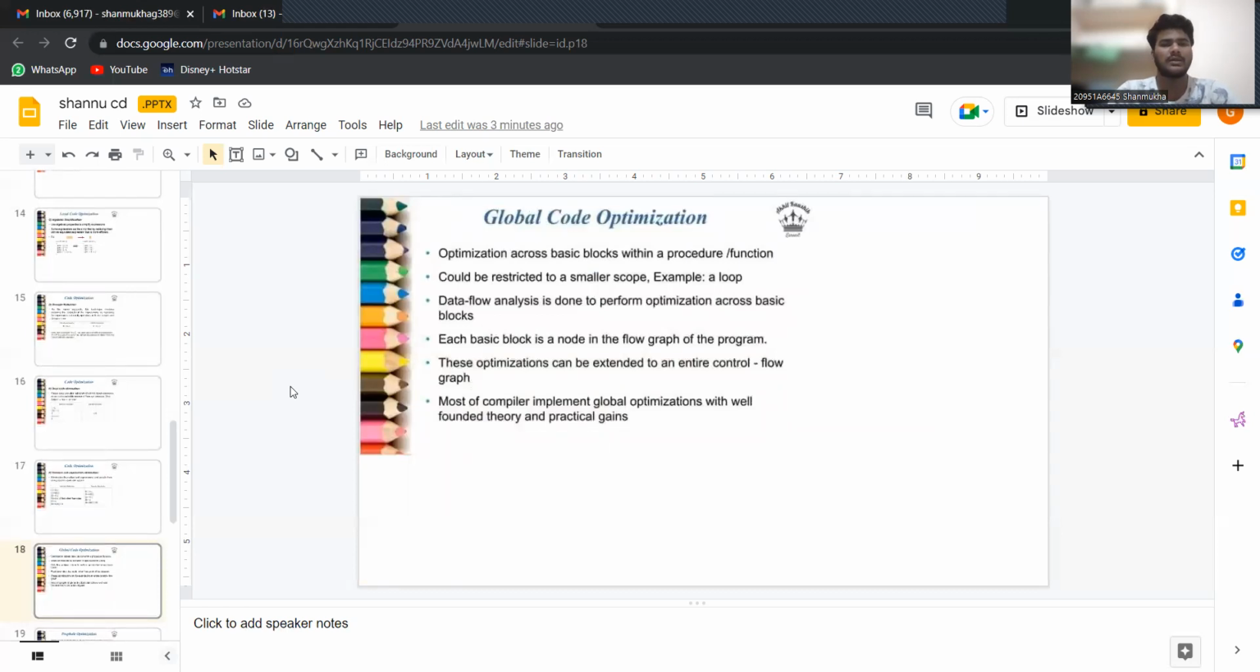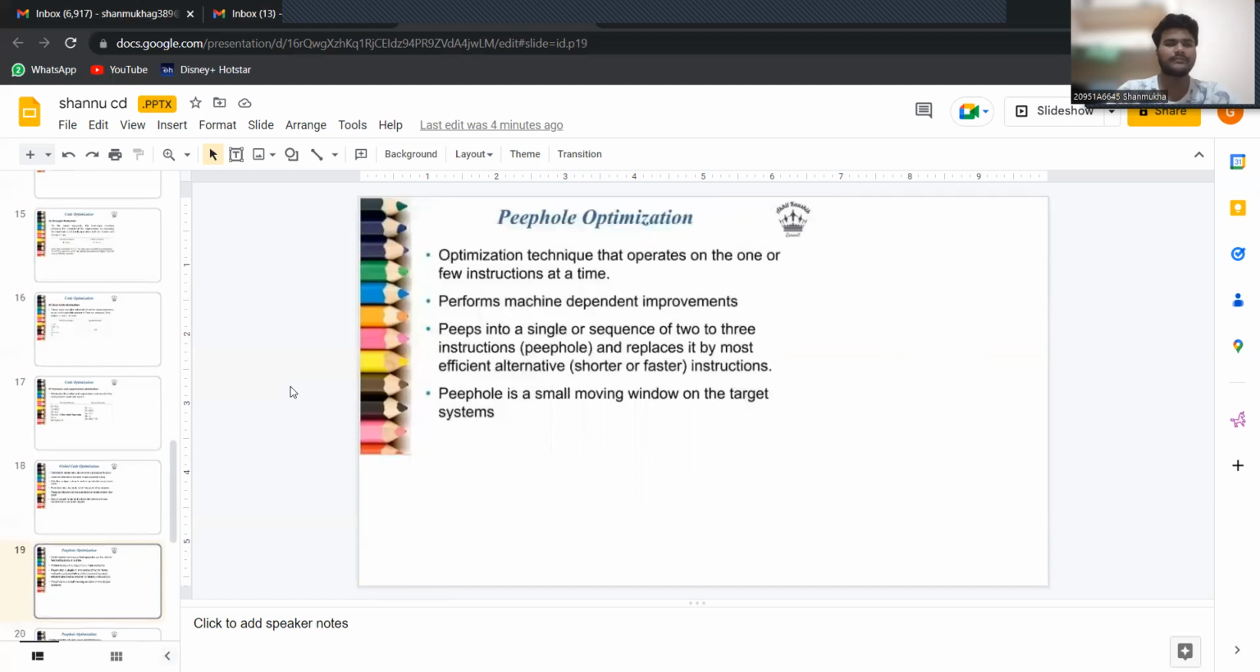Global code optimization. Optimization across basic blocks within the procedure or function, as opposed to being restricted to a smaller scope. For example, in a loop, data flow analysis is done to perform optimization across basic blocks. Each basic block is a node in the flow graph of the program. These optimizations can be extended to the entire control flow graph. Most compilers implement global optimizations with very well-known theory and practical cases.